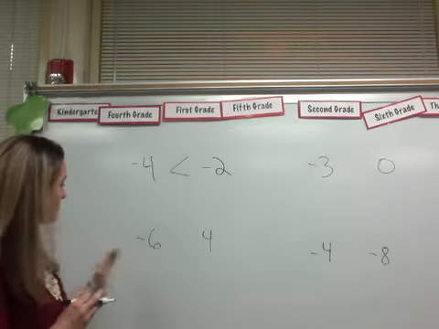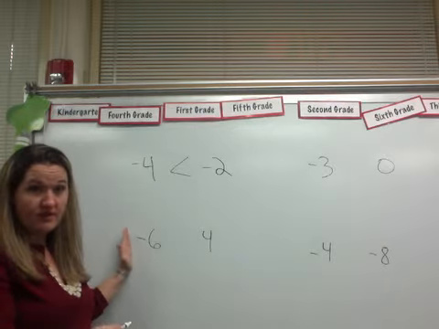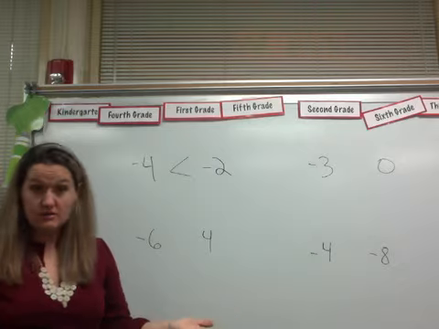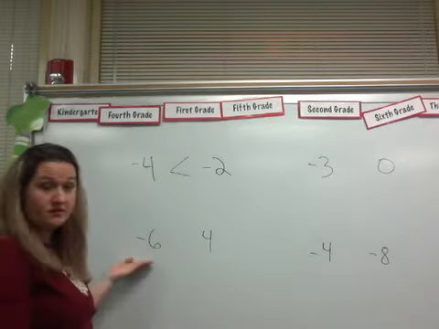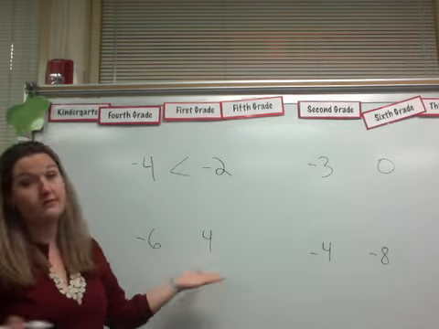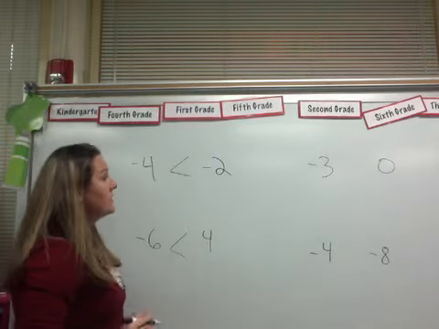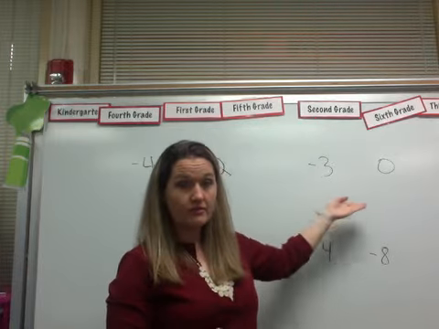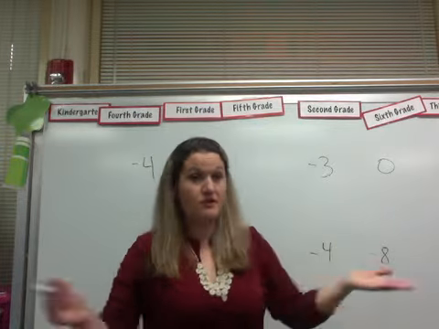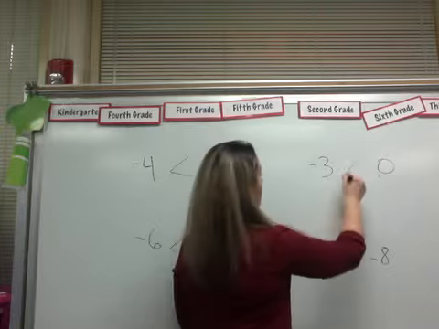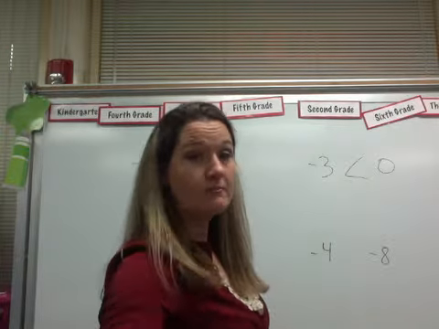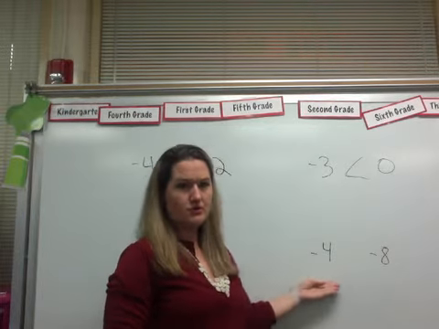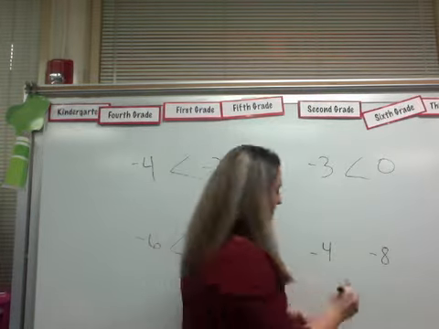Okay, so let's look here. This one's pretty straightforward. We've got -6 and 4. Anytime you've got a positive and a negative, obviously the positive is going to be greater. Would I rather owe somebody $6 or would I rather have $4 in my pocket? Well, duh, I'd rather have $4. Here we go: -3 or 0, which is the greater value? Would I rather owe somebody $3 or just not have any money at all? I'd rather not owe anybody, so 0 is greater. -4, -8, which one's closer to 0? -4, that is the larger value.